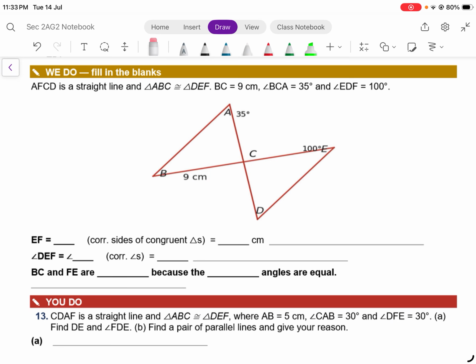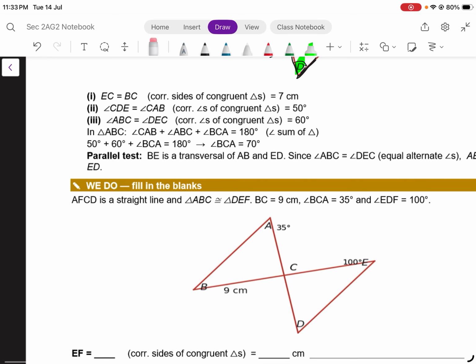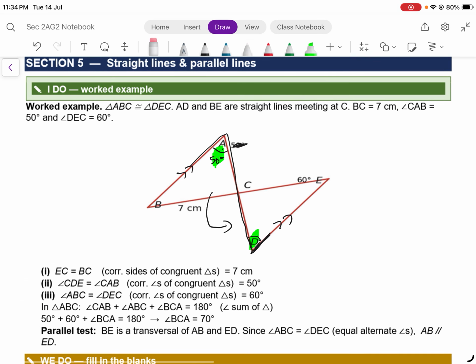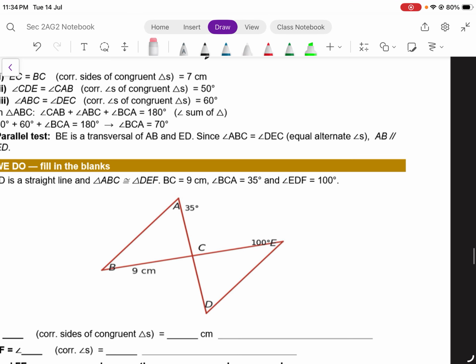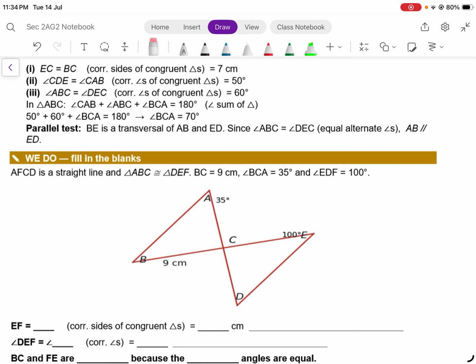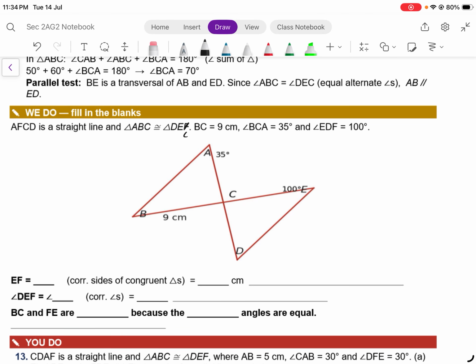Okay, EF, ABC is equal to DEF. So F is also here, right? No, this one should have no F. This one should be C. We follow on top, and there's no F, there's only C. So DEF, this is no F, this is C. So DC equals to 9 cm.